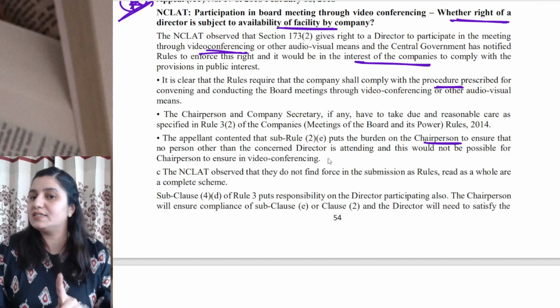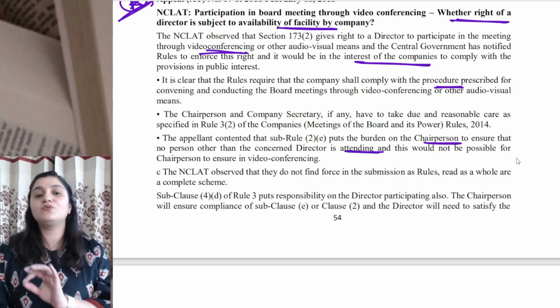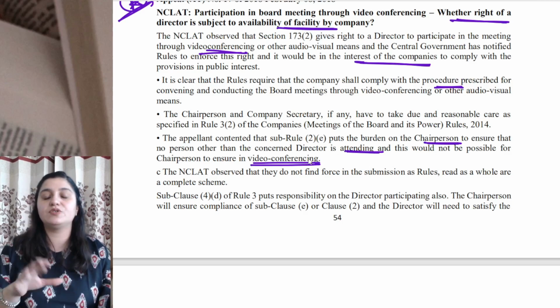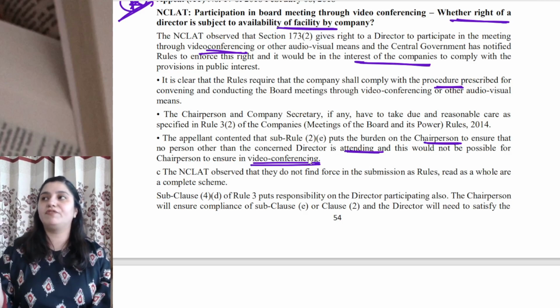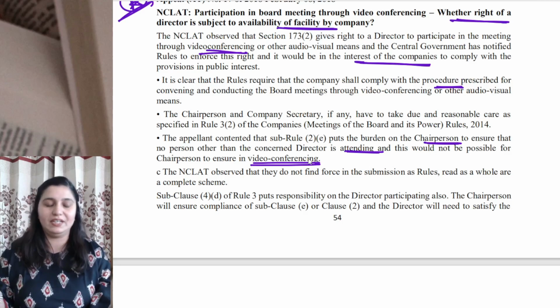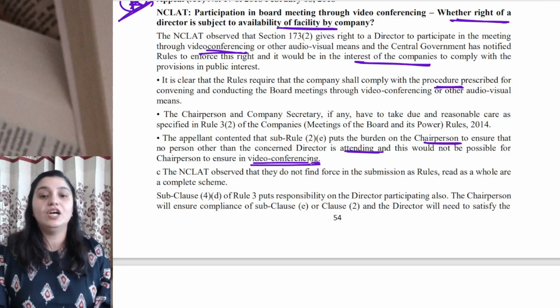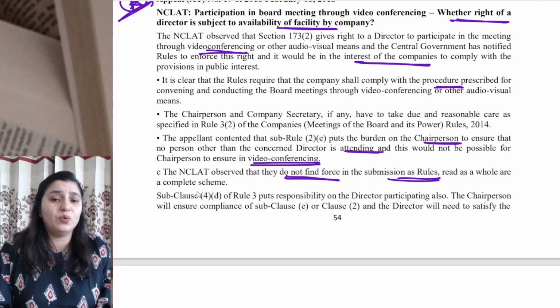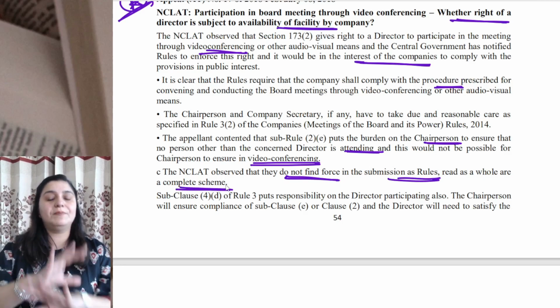The appellant contended that sub rule 2E puts the burden on the chairperson to ensure that no person other than the concerned director is attending, and this would not be possible for a chairperson to ensure in a video conferencing. So the appellant said actually it is very difficult, and practically also it is very difficult to ensure that nobody else is sitting, right? We take the declaration but still. So NCLAT observed that they do not find force in the submission as rules read as a whole are a complete scheme. They're a complete scheme.